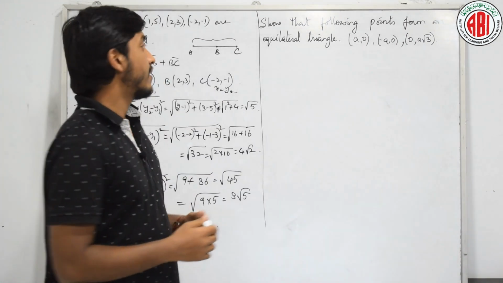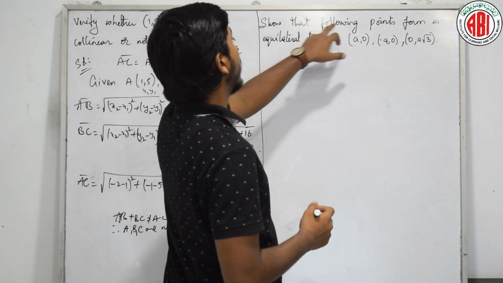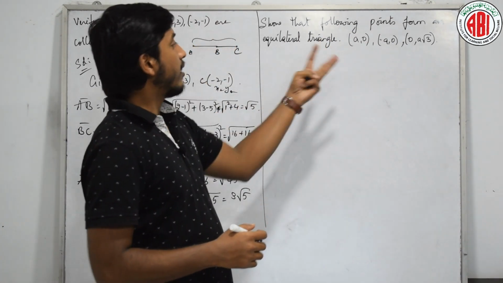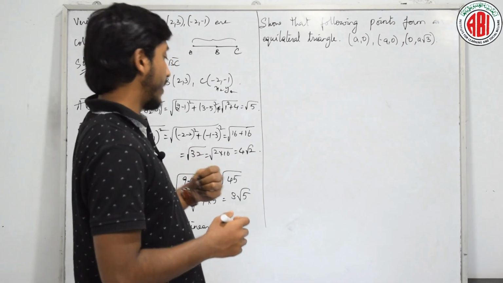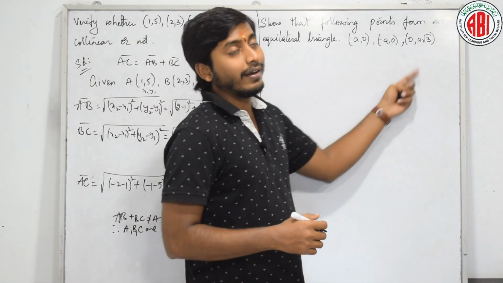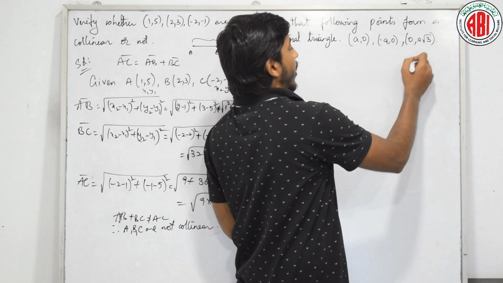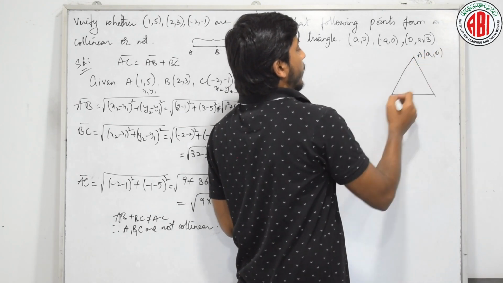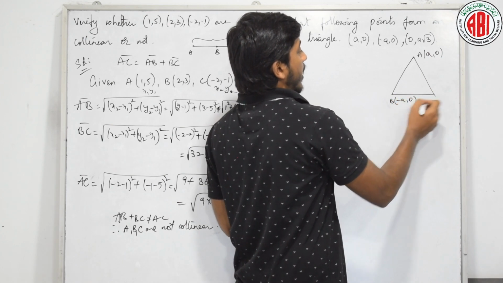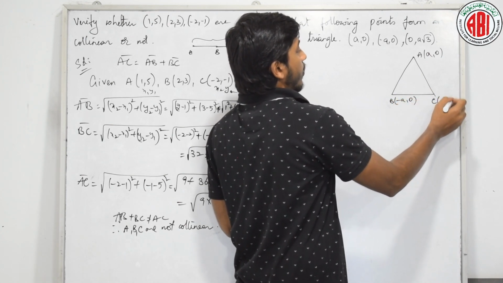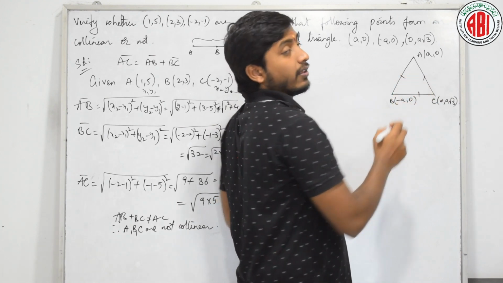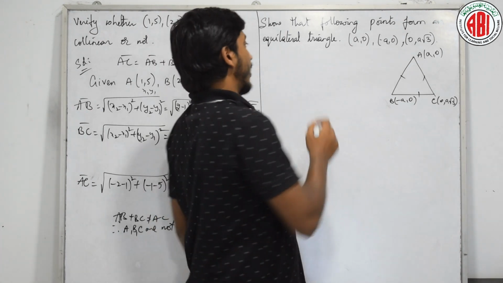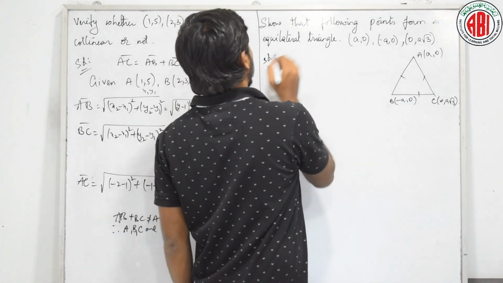Is it okay? Did you understand? Clear? Let us see this next question. He is asking us to show that the following points form an equilateral triangle. That is, these three points form an equilateral triangle. How to do it? Equate the distances of these three points, that is point A, point B and point C. If these three sides are equal, then these three points will form a triangle, that is an equilateral triangle. So let us write the solution.